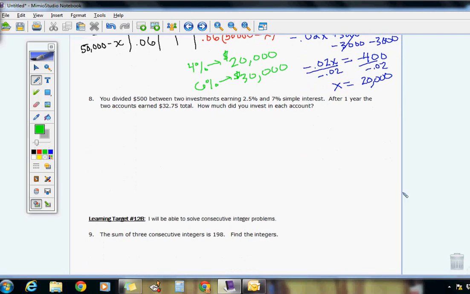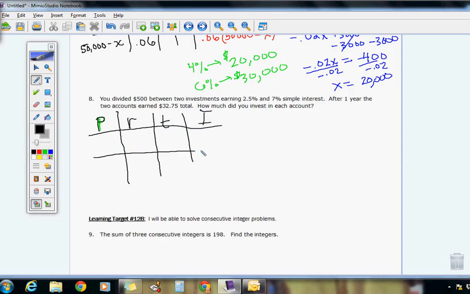We'll try one more here. The numbers are a tad bit smaller here, but I'm dividing 500 now between two accounts. All right, so I still have the principal. We have a principal, then we have a rate, then we have a time, and then we have an interest. Great table, I know. Pretty much perfect.